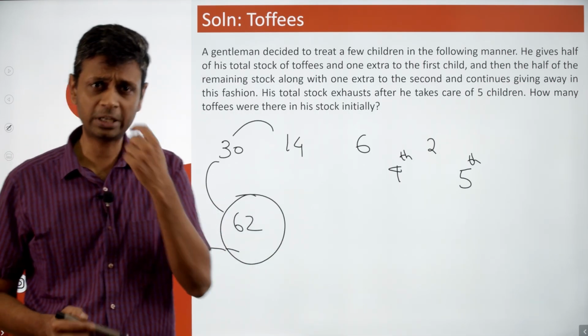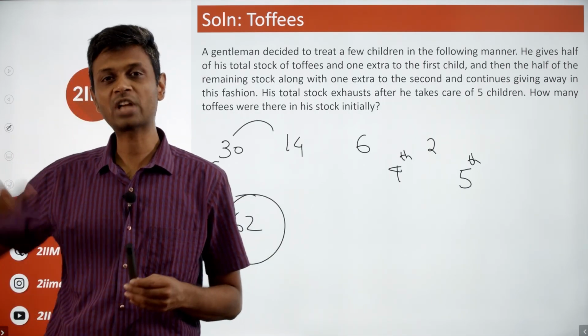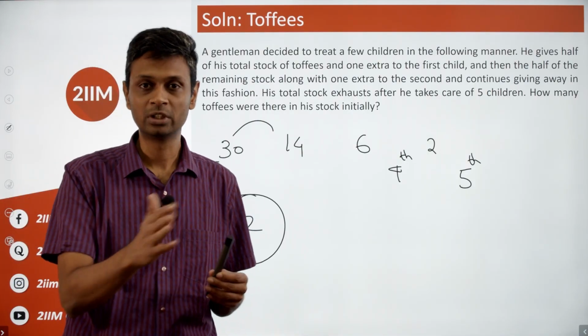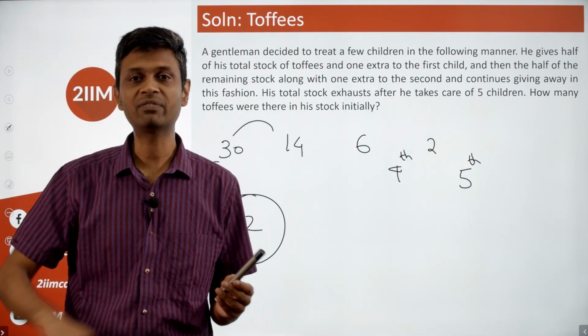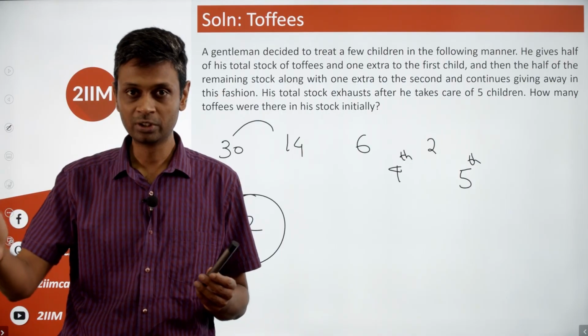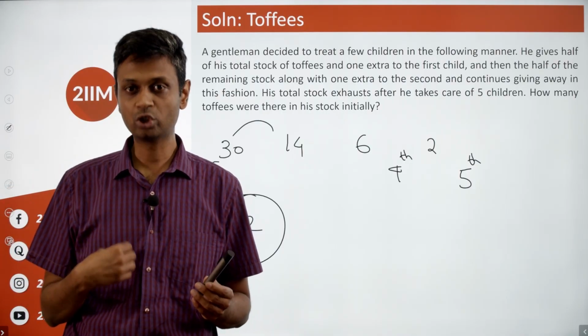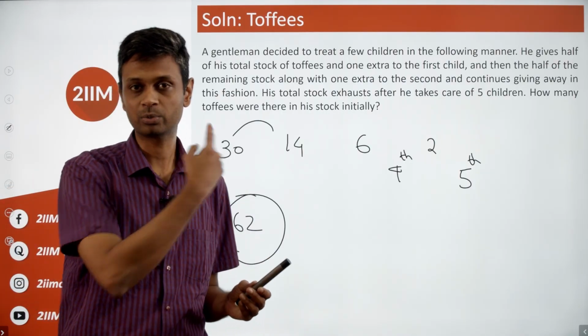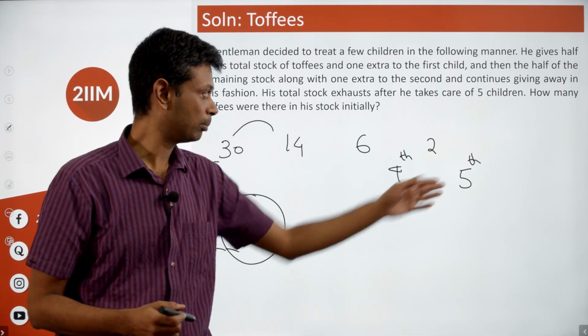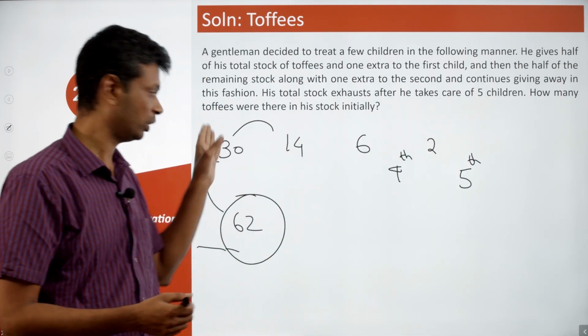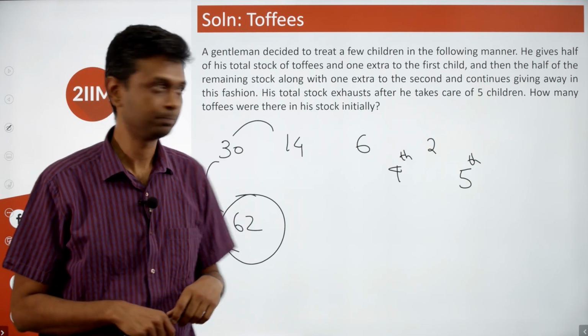And so these kinds of questions become very simple if you start from the last step backwards. He finally runs out of toffees after he has given to the 5th kid. So think about how much he had when he is going to the 5th kid, and then just work backwards. Once you know the mechanics, it is plus 1 into 2, plus 1 into 2, plus 1 into 2. You can do any math after that.